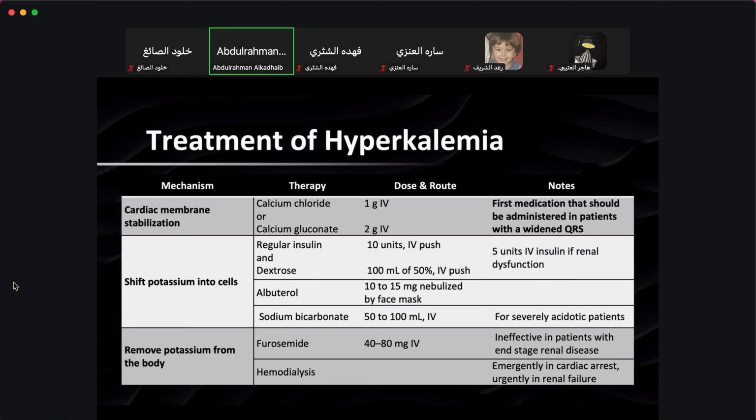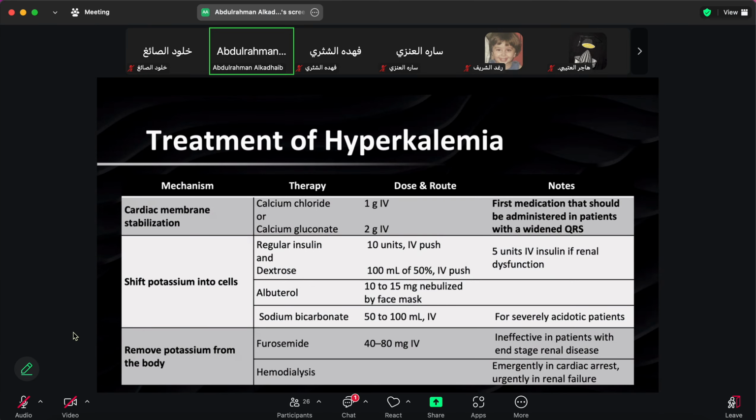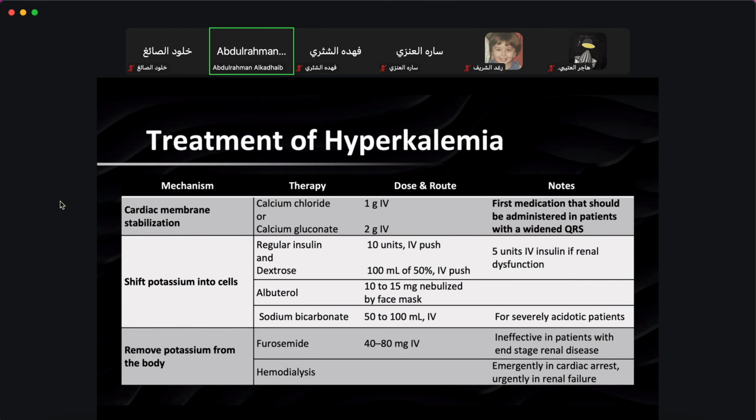insulin in the urine. So as a result of that, do you expect those patients to have high blood glucose or low blood glucose? Low blood glucose. Exactly. So that's why we should give a lower dose of insulin just to prevent further drop in the glucose level in those patients.